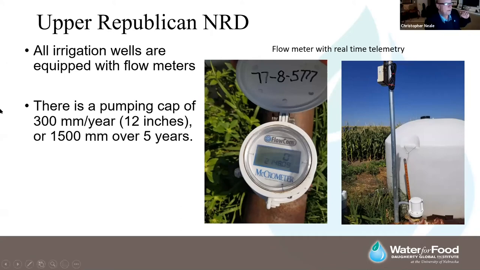And in the Upper Republican, they have a pumping limit of only 300 millimeters of water depth per year.